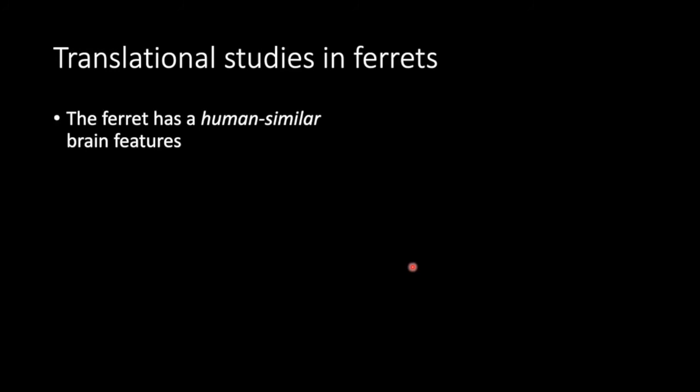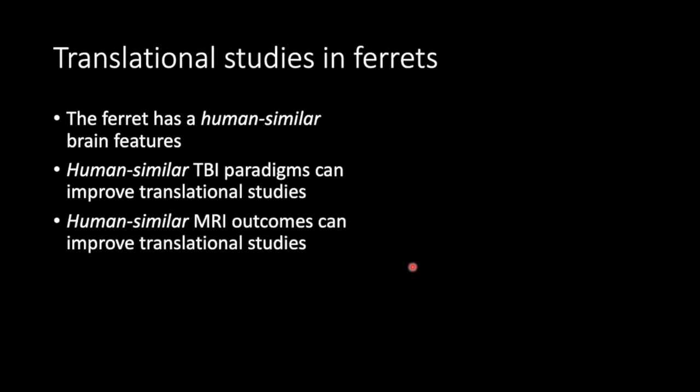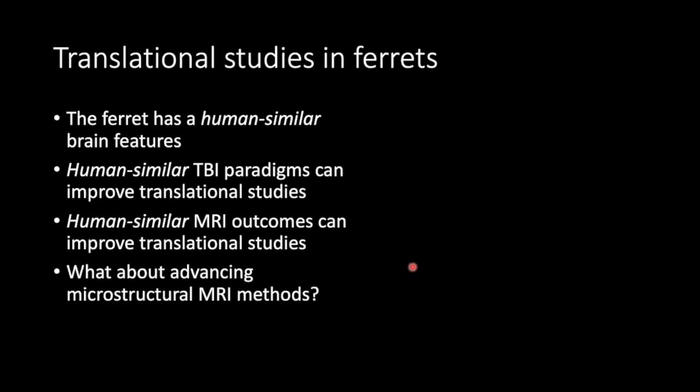And I think the ferret has a lot of human-similar brain features. The more we can use human-similar brain paradigms like BLAST or like Chimera, the more translational our studies can be, the more clinically relevant. At the same time, I think using MRI outcomes that are already being used in the clinic is really important. It's not always the most fun because we want to use the most advanced microstructural methods, but it's also a really important way to conduct these types of translational experiments.